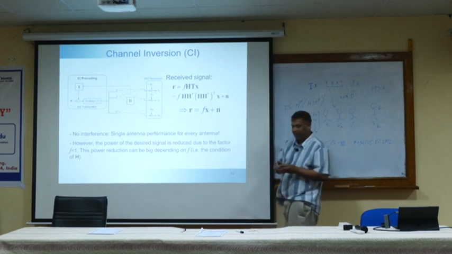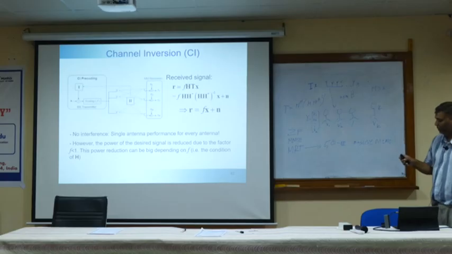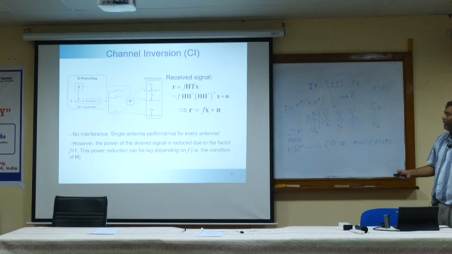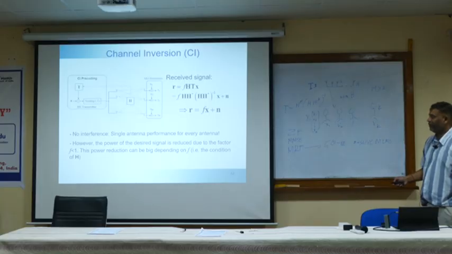So this is all about the precoder. This is the zero forcing precoder. There is no interference, and single-antenna performance for every antenna. However, the power of the desired signal is reduced due to factor F. This power reduction can be big, depending on the condition of the channel matrix.